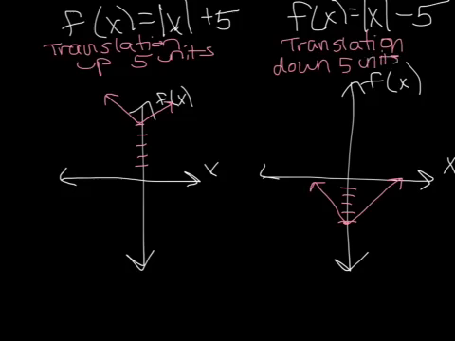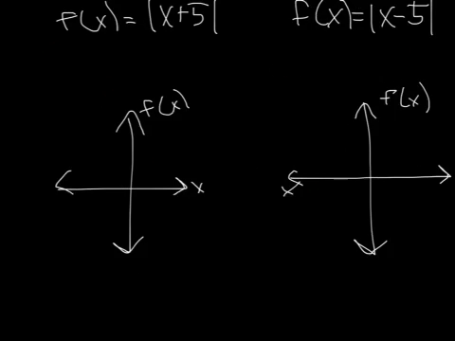Translations, reflections, all keep the size and the shape. They preserve them. They keep them exactly the same. So we see that it moves up when it's plus outside, and it moves down when it's minus outside. Now when we added the 5 inside, we saw that it moved the function from the parent function left 5 units. So it looked something like this.